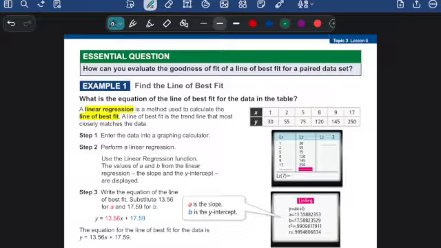We can use our graphing calculators to find the best trend line, or the best fit line, the one that matches the data most accurately. And we use what's called a linear regression. So the first thing we're going to do is take our data table and we're going to put them into our lists. So your x values are going to be your list 1 in general, and your y values will be your L2. And then we're going to do what's called a linear regression.